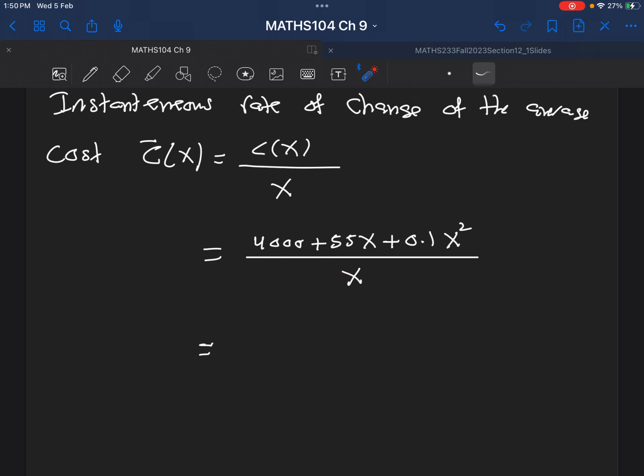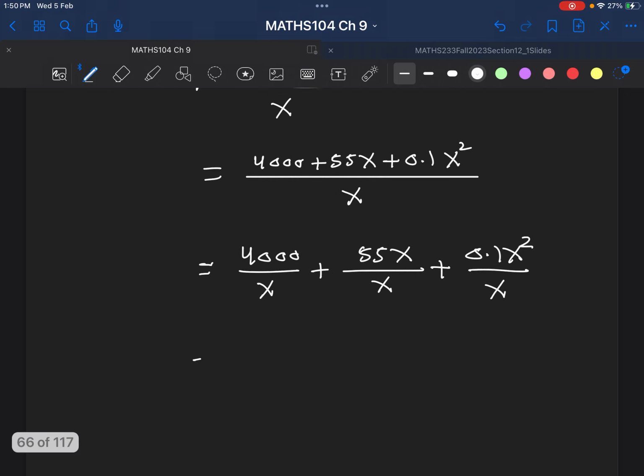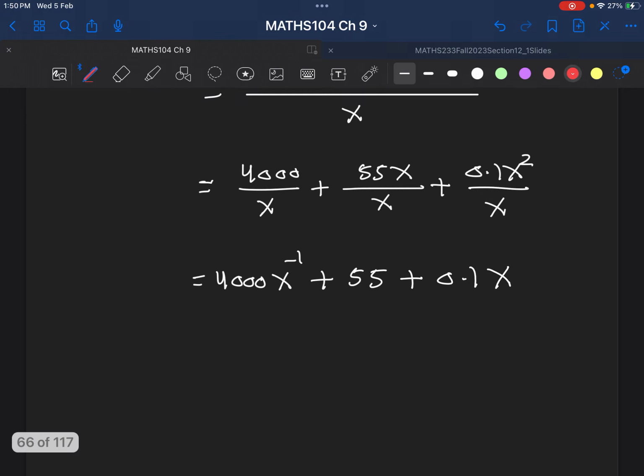The way we write this function, we just split the fraction. So let me do it step by step so that we all follow together. The first one will take x, the second one will get x, and the last one will get x. And this means we have 4,000 x to the negative 1, we have 55, and we have 0.1x.